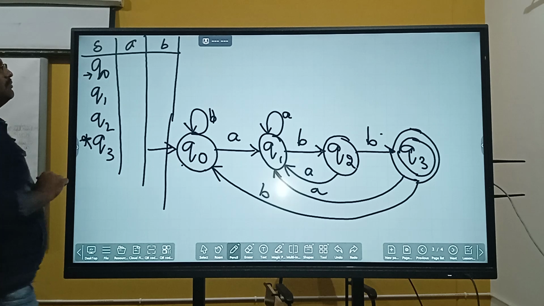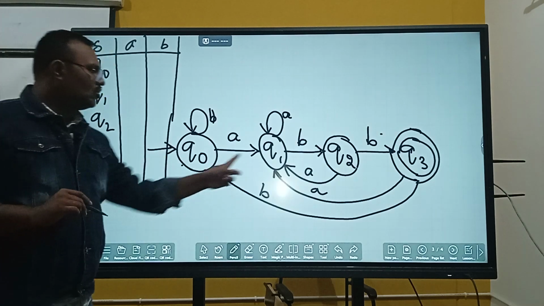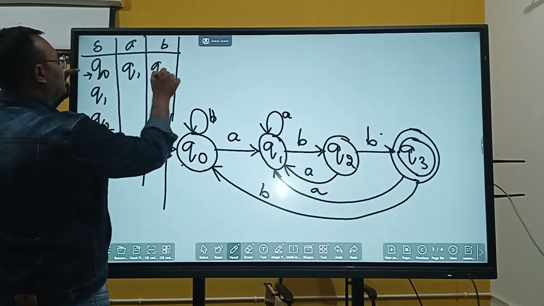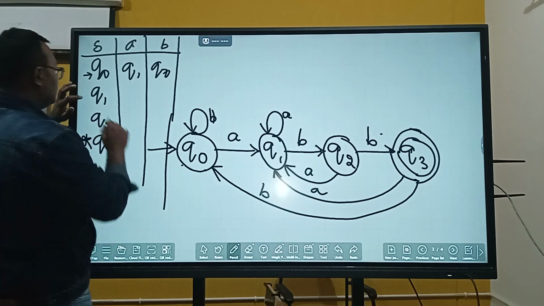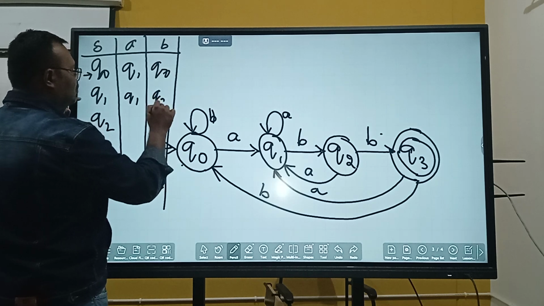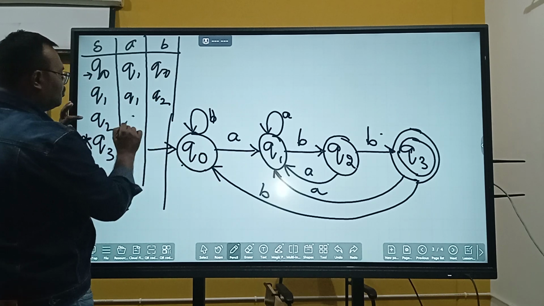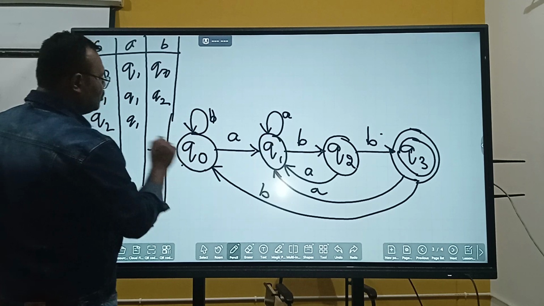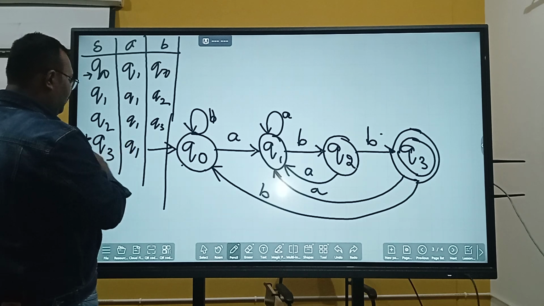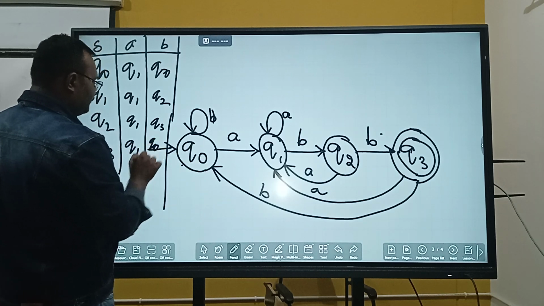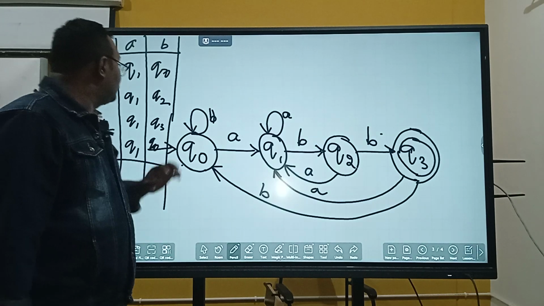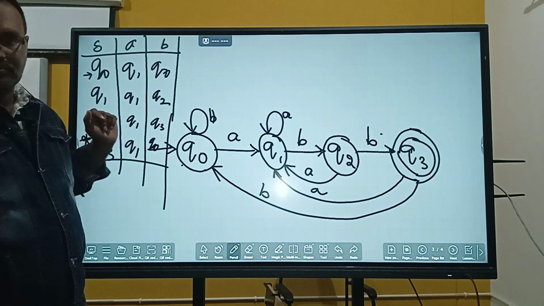Now, transition symbols. Q0 on A, where is it going? Q0 on A is going to Q1. Q0 on B is going to Q0. Next, Q1 on A and Q1 on B. Q2 on A is going to Q1. Q2 on B is going to Q3. Next, Q3 on A is going to where? Q1. Q3 on B is going to where? Q0. So this is how you are going to write the transition table.